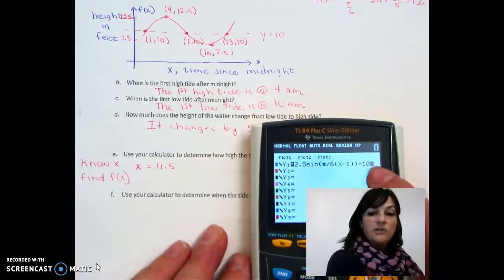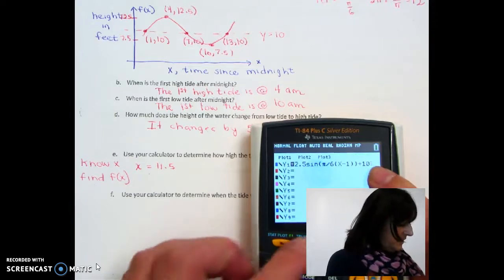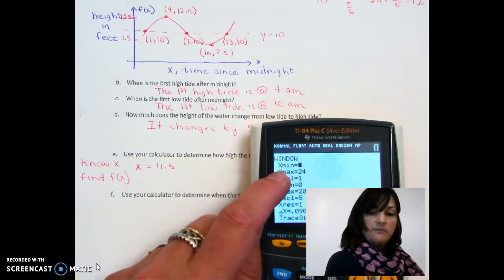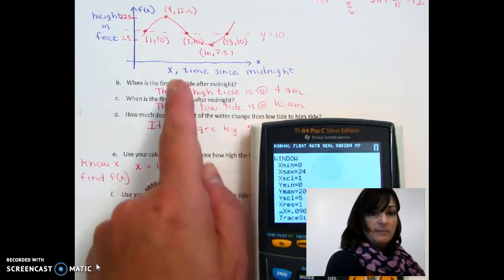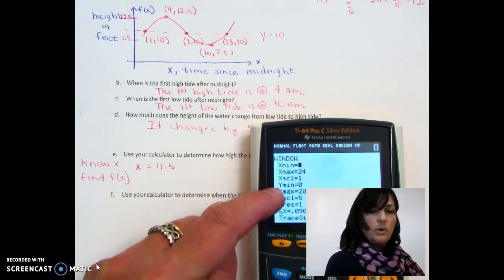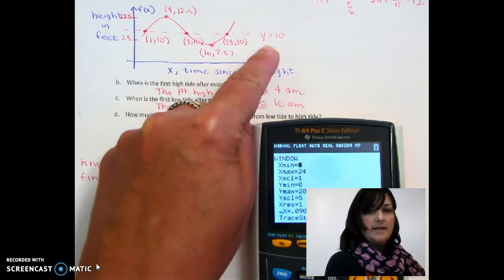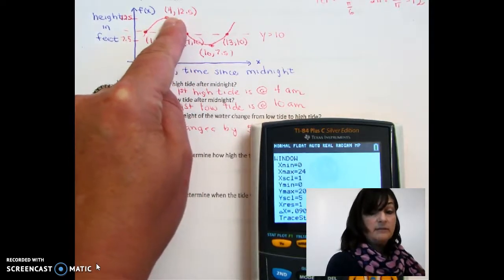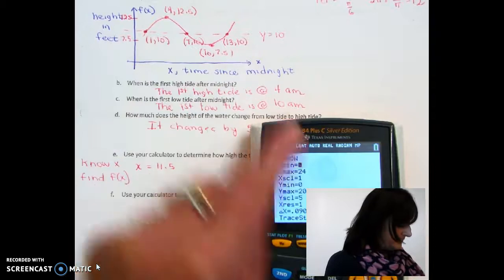I've already entered the function into my graphing calculator. I wrote it exactly like it was on the paper. I also already set up my window. I actually went from 0 to 24. That would be the hours in a day. Remember, X is time since midnight in hours. And then I went up to 20. I knew the midline was at 10 and my amplitude was 2.5, so 20 gave me plenty of room to graph this function.